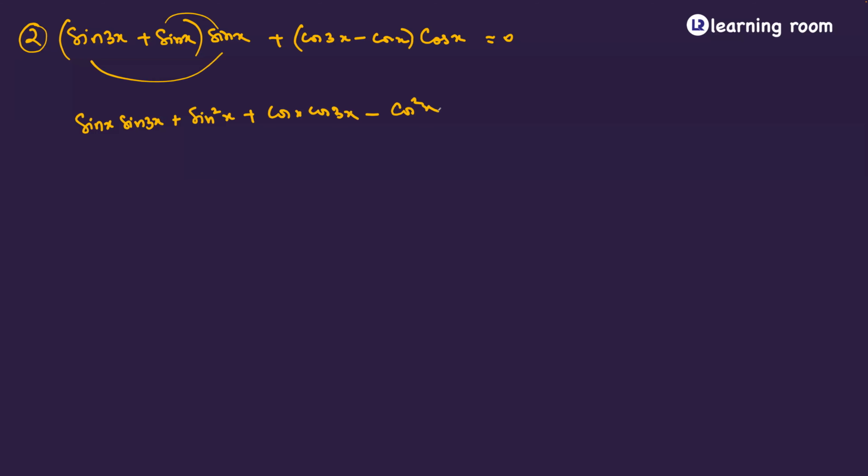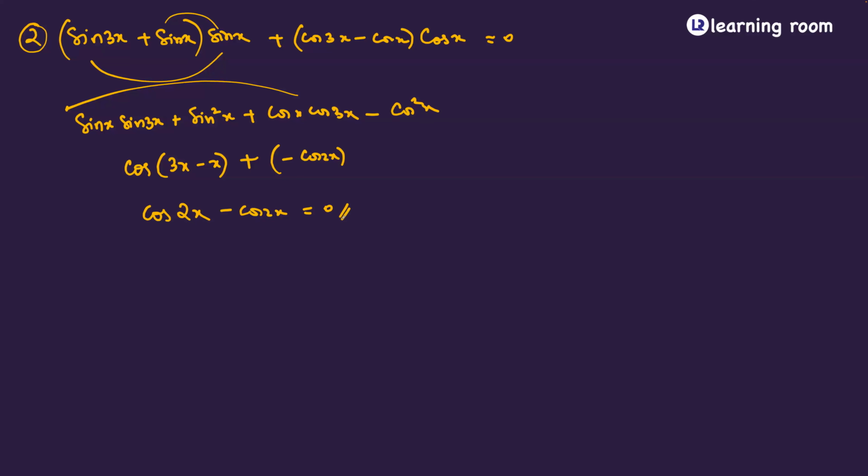Okay. So I'll combine the first and the third term. Cos a cos b plus sine a sine b is cos of a minus b, right? Cos of a minus b plus sine square x minus cos square x is minus cos 2x, because cos 2x is cos square minus sine square, so it is a negative value. So cos of 3x minus x is 2x, minus cos 2x, answer will be 0.